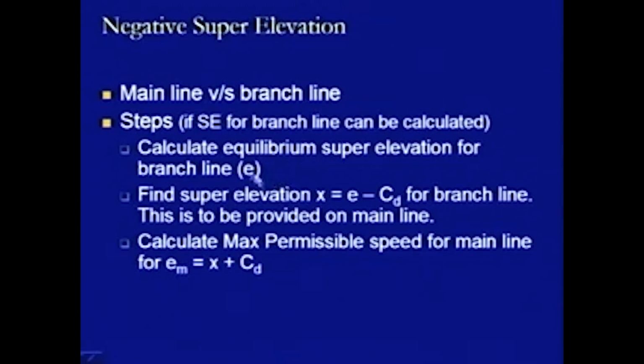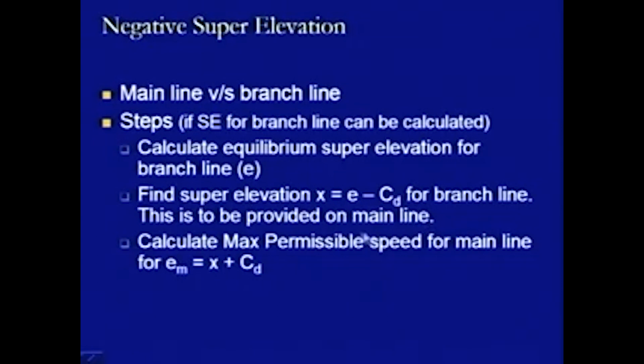Now, whatever is the condition, in this example we are taking the condition where the speed is given for the branch line, and therefore we have computed the equilibrium super elevation for the branch line, that is E. Now, we find the super elevation value x, some tentative value which is defined as E minus CD, and this value CD is known as Kant deficiency, where the value of Kant deficiency has been defined for different tracks.